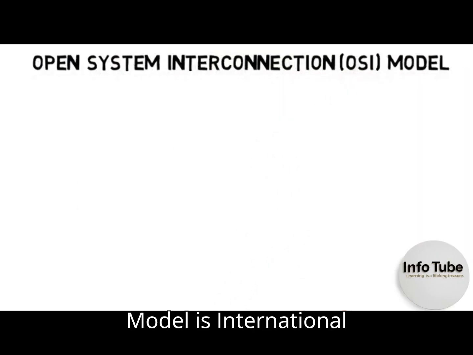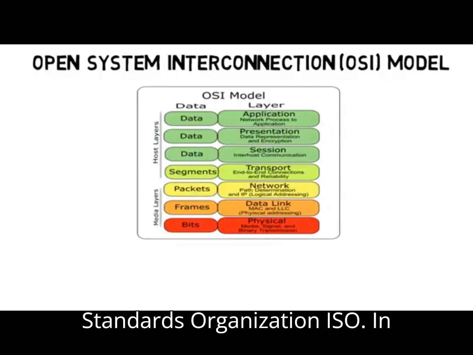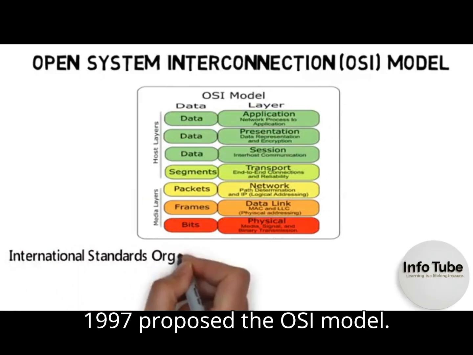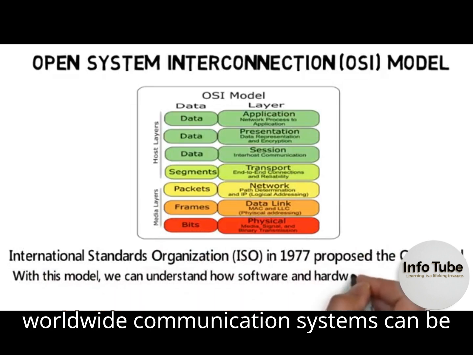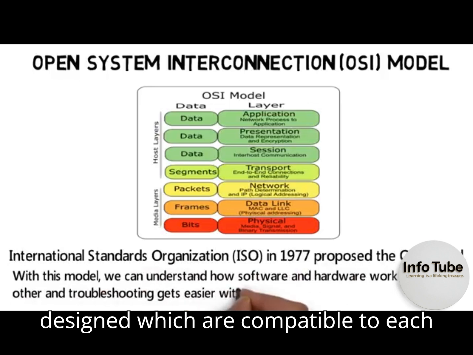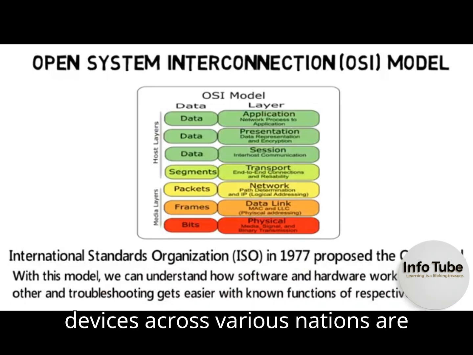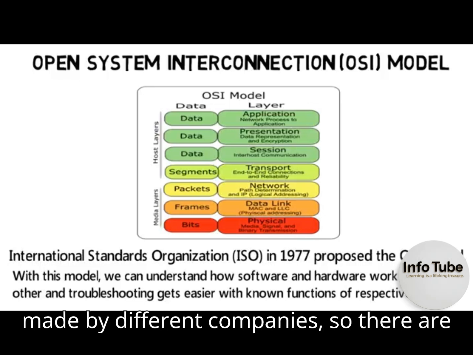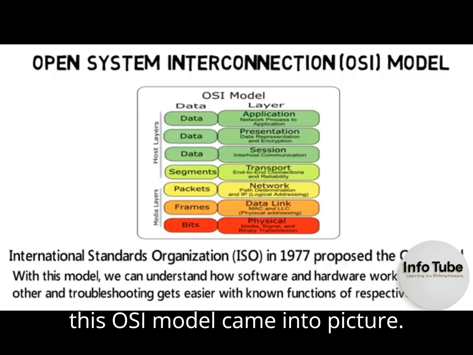Interconnection Model is. International Standards Organization (ISO) in 1997 proposed the OSI model. It was done so that national and worldwide communication systems can be designed which are compatible to each other. The devices across various nations are made by different companies, so there are compatibility issues. So that's why this OSI model came into picture.